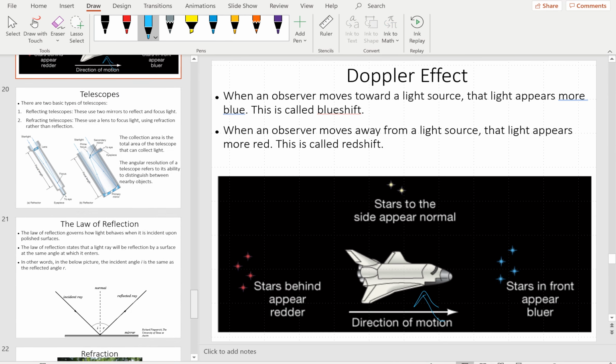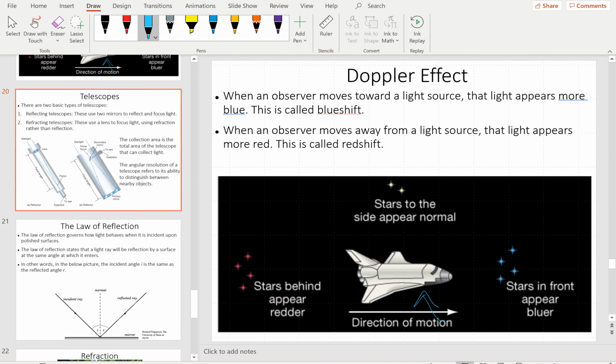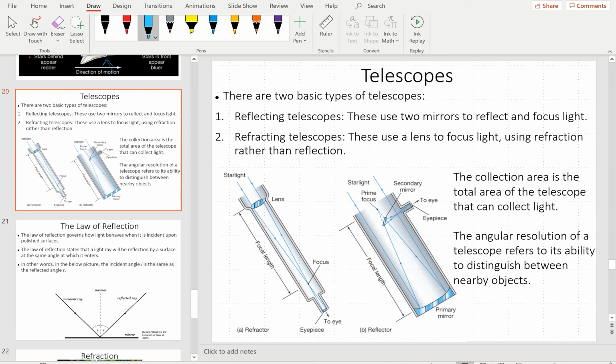Let's finally get to telescopes. There are two kinds of telescopes. A telescope, by the way, is an object that we design to help us see the universe. I'm sure you are familiar with the idea of a telescope. You look through it and then you can see the moon or whatever. There are two basic kinds of telescopes. Each of these uses or takes advantage of a law of optics, a law of light.